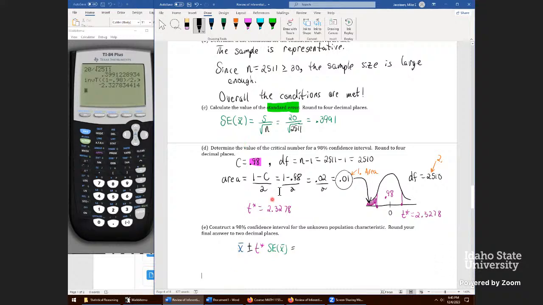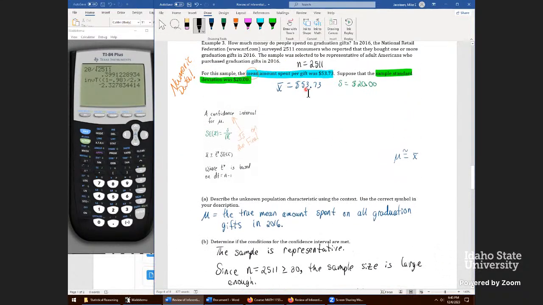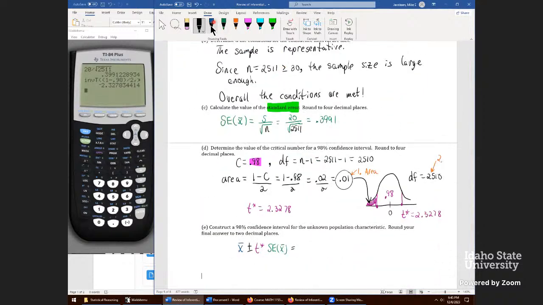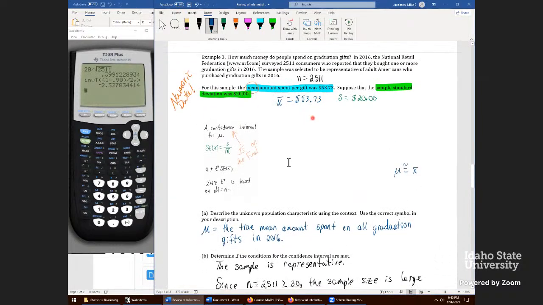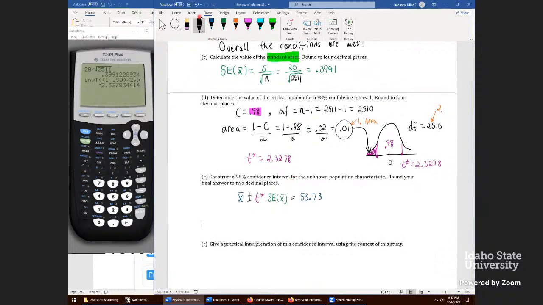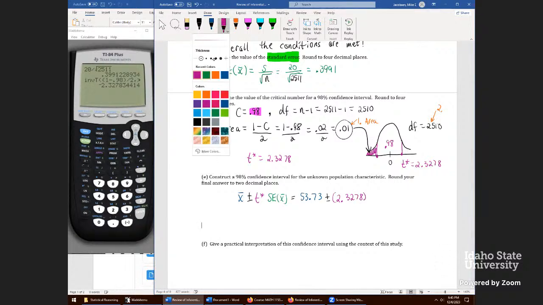We need to plug in our X bar. Up here, X bar was $53.73 to start. So 53.73. Let me just double check that. That'd be a weird thing to make a mistake on. Then add and subtract. Next thing is what we just found, T star, 2.3278. And last, multiply that by the standard error we found up here, it's 0.3991.